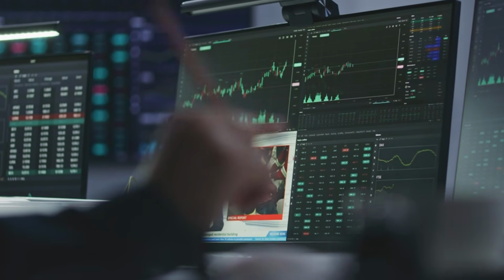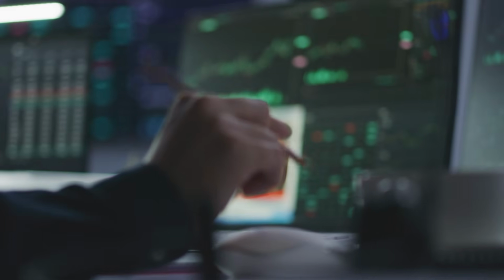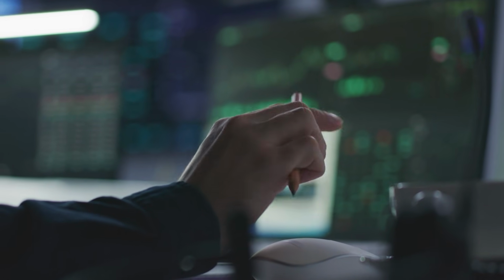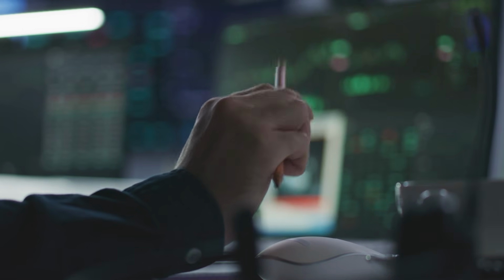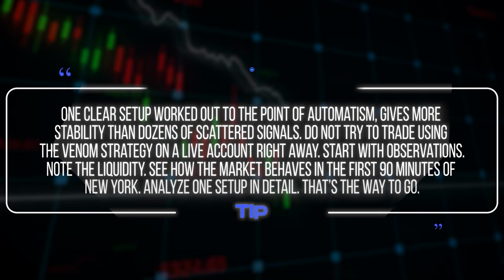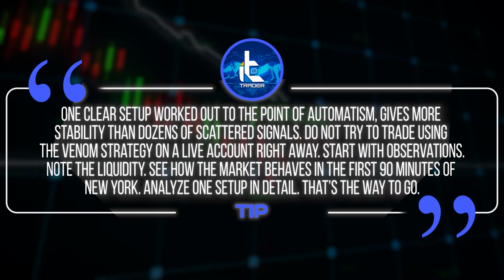The Venom model is not a magic indicator. It's a strategy. It's strict, structural, and precise. It's not suitable for those who are looking for quick signals. But if you are ready to wait, analyze, and act only on facts, it can become one of the most reliable models in your arsenal. Remember, one clear setup, worked out to the point of automatism, gives more stability than dozens of scattered signals.